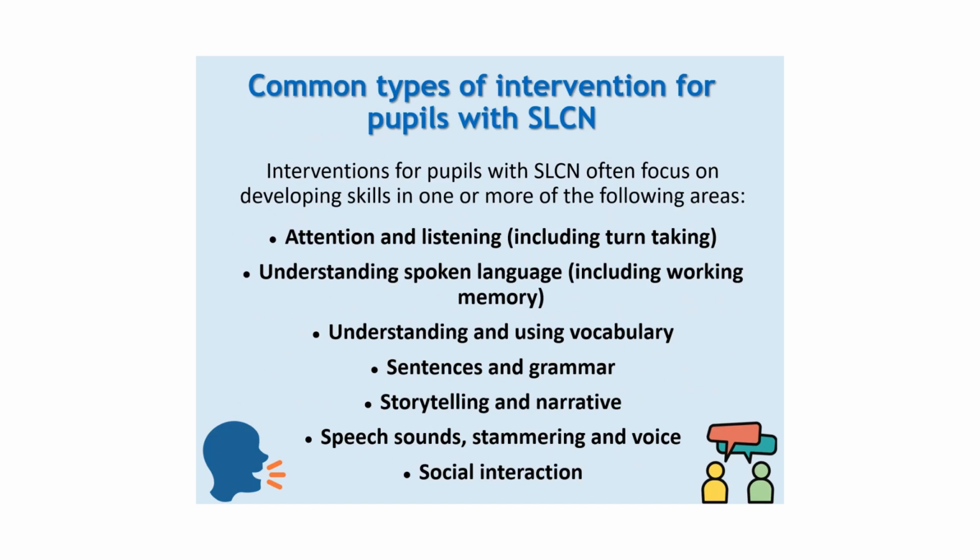Common types of intervention for pupils with SLCN. Interventions for pupils with SLCN often focus on developing skills in one or more of the following areas. Attention and listening, including turn-taking. Understanding spoken language, including working memory. Understanding and using vocabulary. Sentences and grammar. Storytelling and narrative. Speech sounds, stammering and voice, and social interaction.